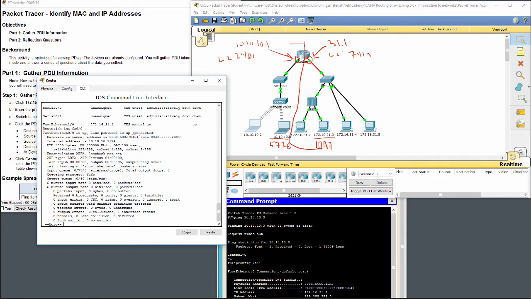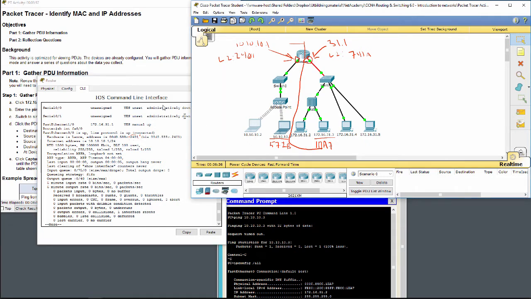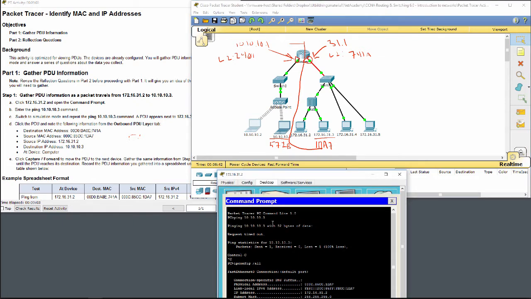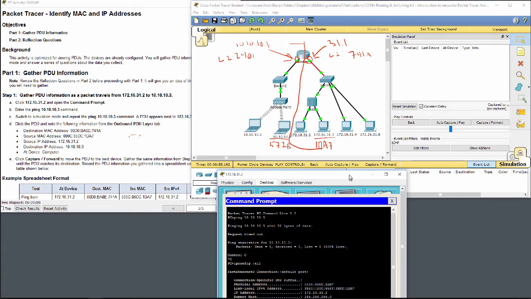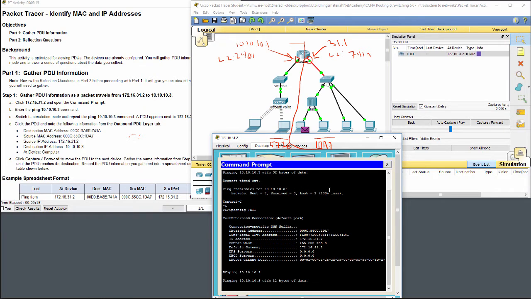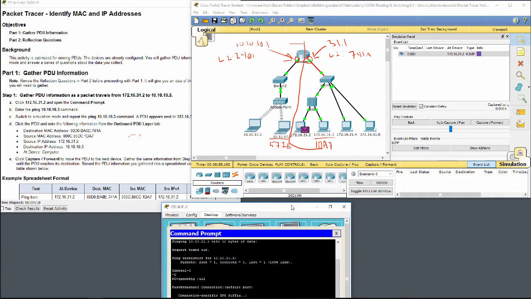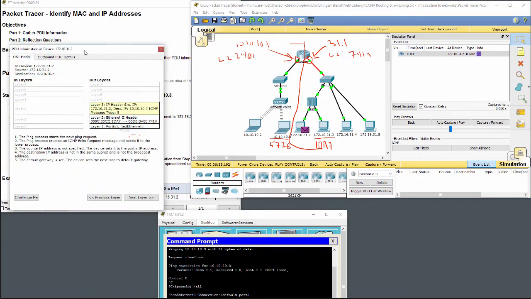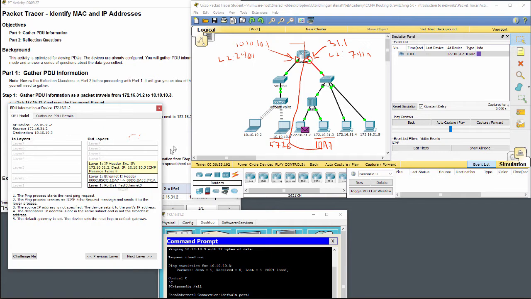So now we can have a look at the packets flowing through the network. We can close this one, and we do another ping. First we go to simulation mode, and we make a new ping to 10.10.10.3. And we move that window away, and if we look at the PDU on layer 3, it is destined for 10.10.10.3, and the layer 3 source address is 31.2, which is the source IP of the machine.